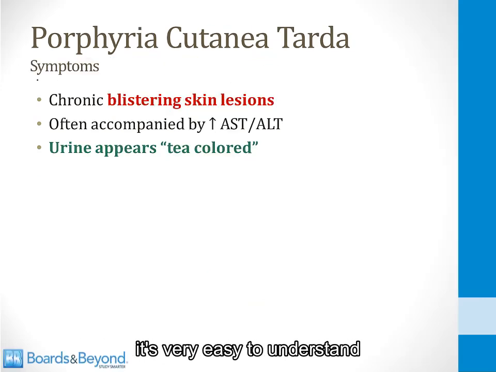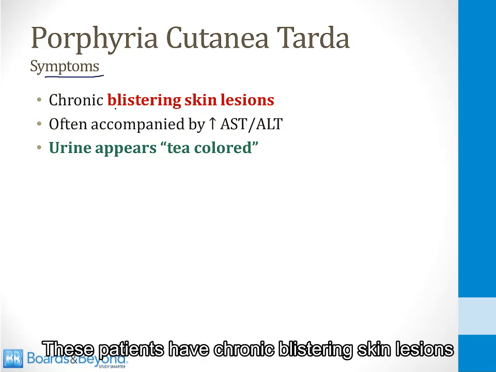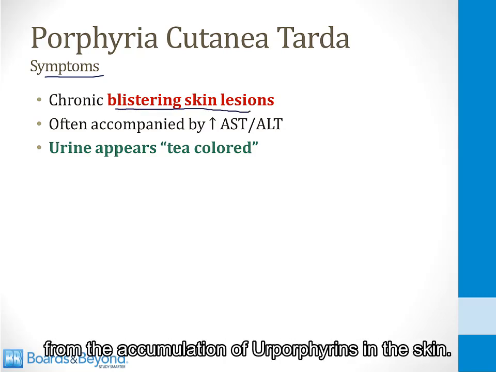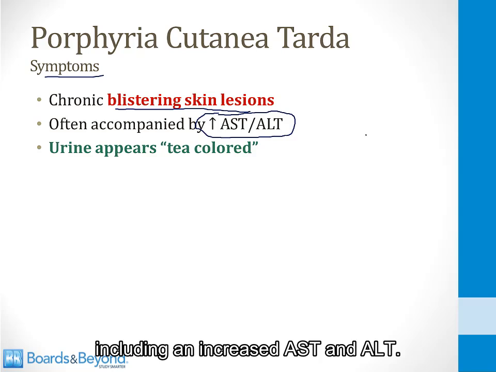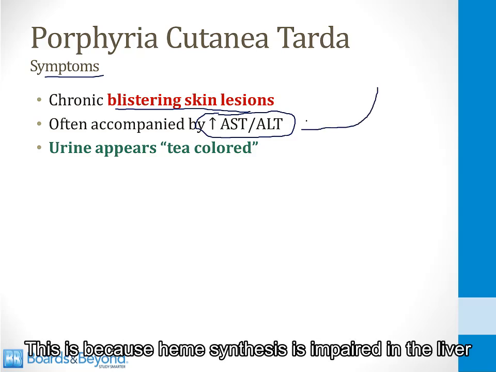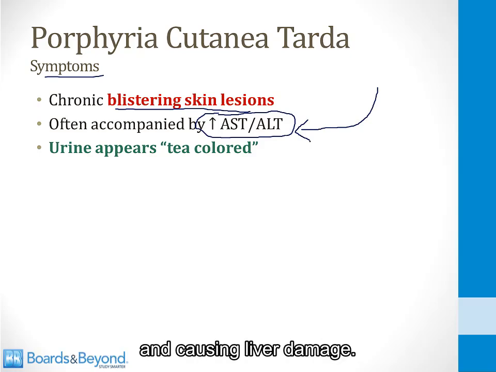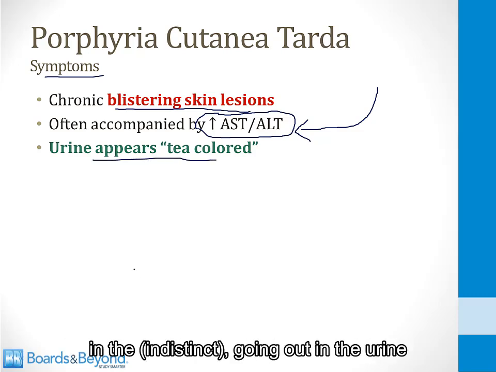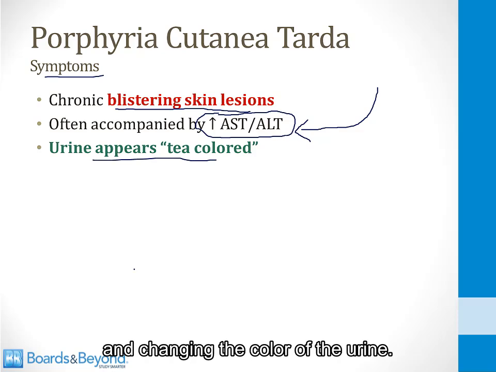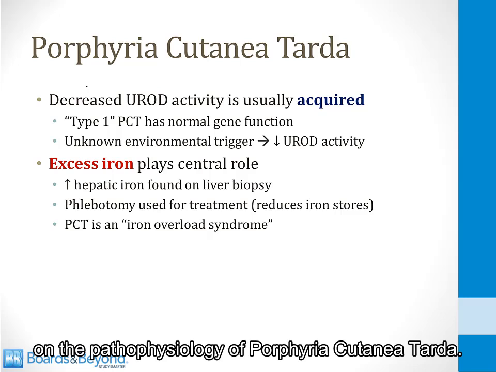Once you understand that, it's very easy to understand the symptoms of Porphyria cutanea tarda. These patients have chronic blistering skin lesions from the accumulation of uroporphyrins in the skin. This is often accompanied by evidence of hepatitis, including an increased AST and ALT. This is because heme synthesis is impaired in the liver and uroporphyrins are accumulating in the liver and causing liver damage. In addition, the urine appears tea-colored. That's because uroporphyrins are being filtered in the glomeruli and going out in the urine and changing the color of the urine.